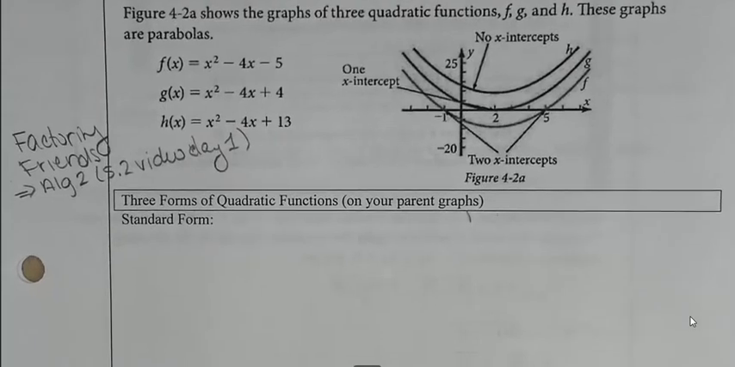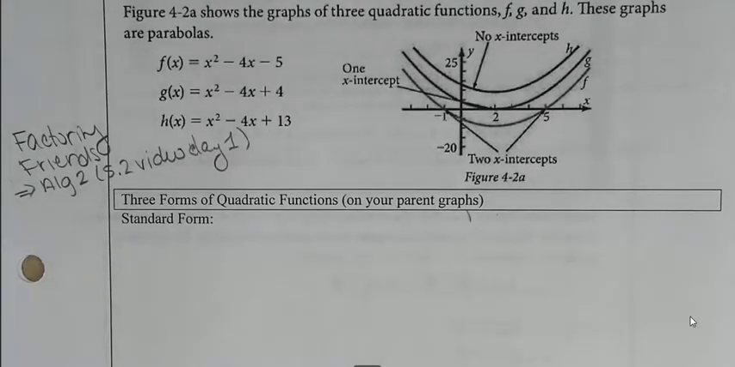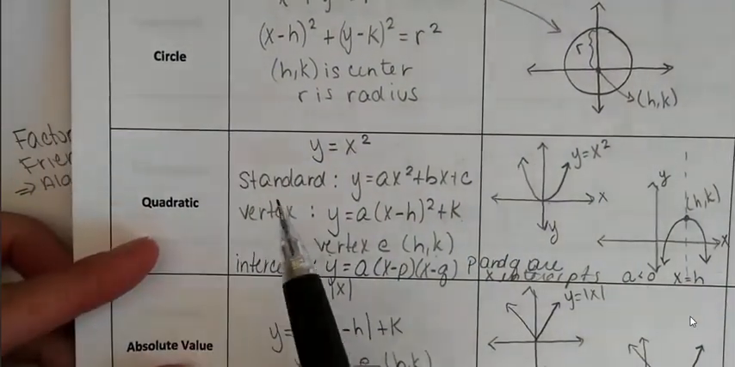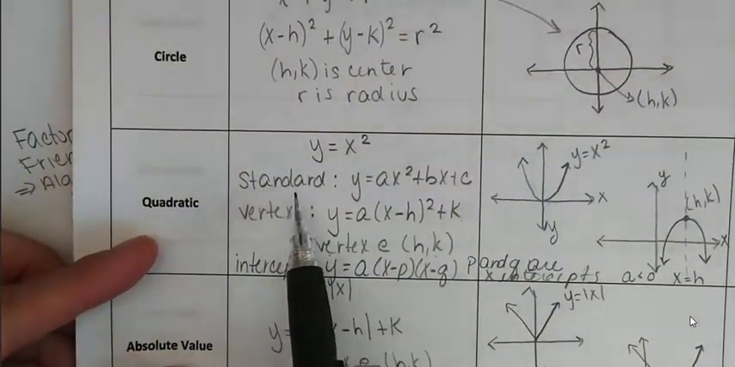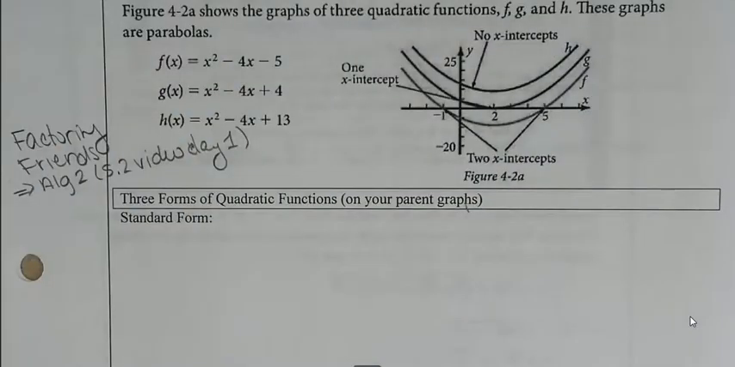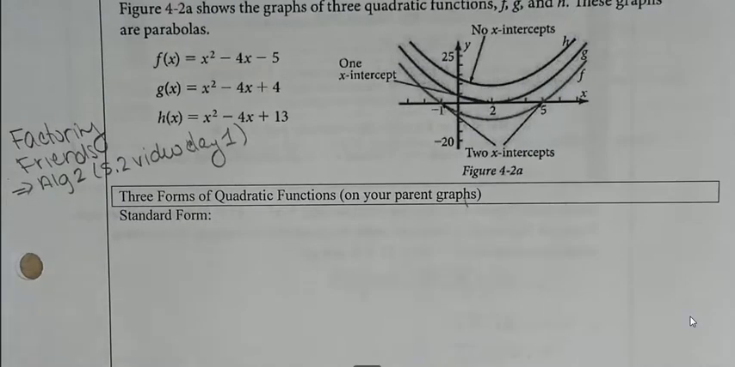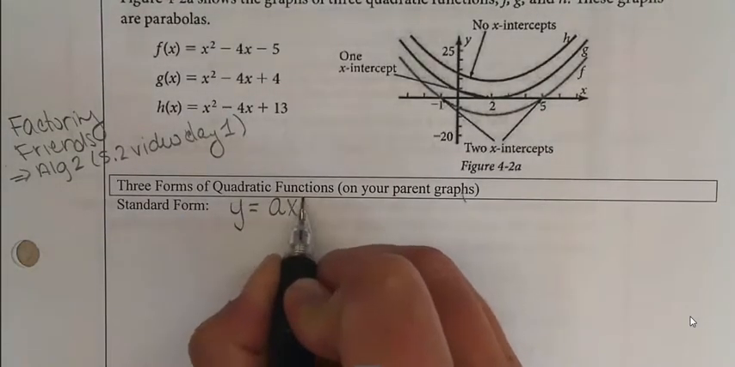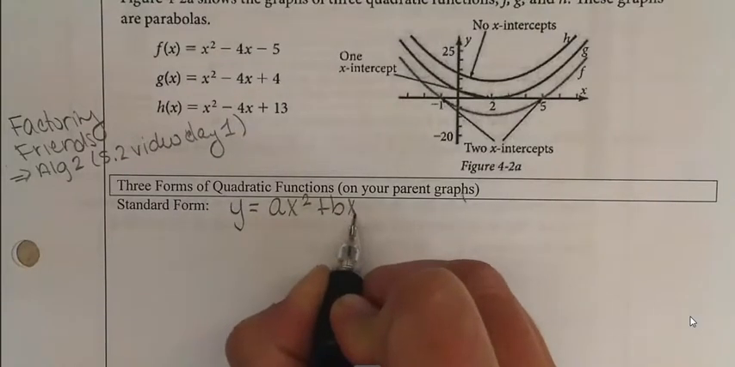So we have learned in the past 3 different forms. You may have your parent graphs. And in the past, we would have talked about standard form, vertex form, and intercept form. So I'm going to quickly go over these for you. Standard form is given to you as ax squared plus bx plus c.